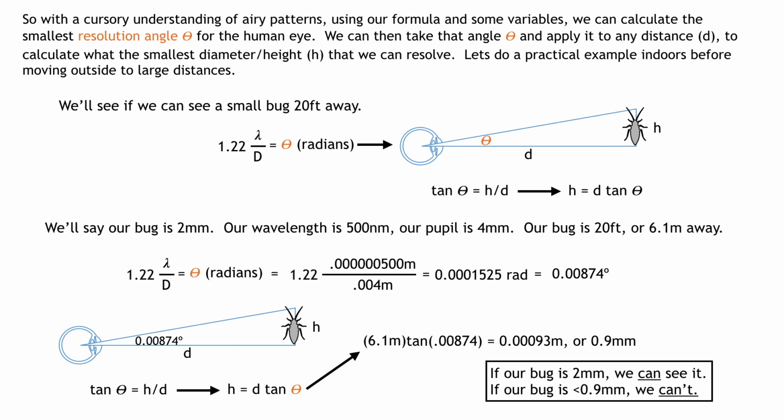And so we have our angle, and now let's apply it to our right triangle for a large distance and small angle. What you will see is that you can rearrange this formula, right? So tangent theta is equal to height divided by the distance, and so height would be equal to d tan theta. Plugging in d tan theta, we would get 6.1 meters, that's how far the bug is away, times tangent of 0.00874, which is our angle, and we get 0.9 millimeters. So what you find is that if our bug is 2 millimeters, we can see it still, but if the bug is less than 0.9 millimeters, we can't.